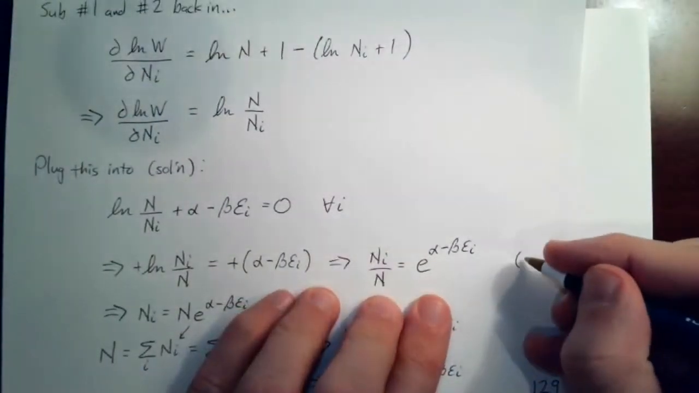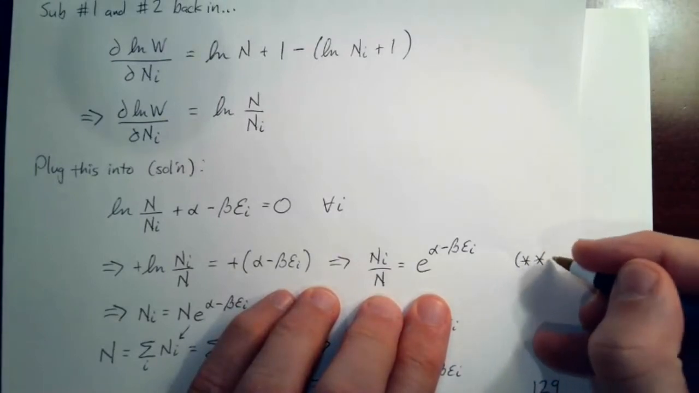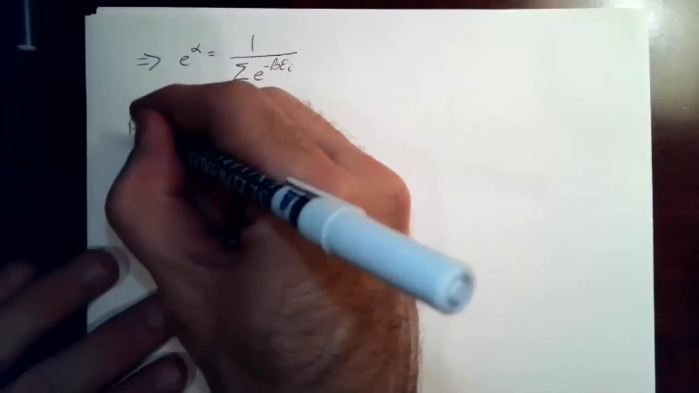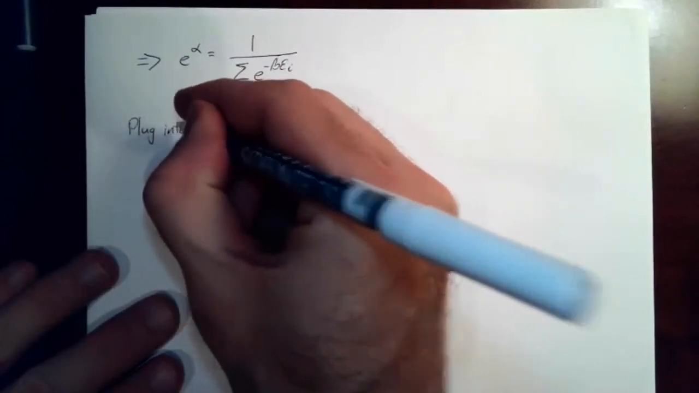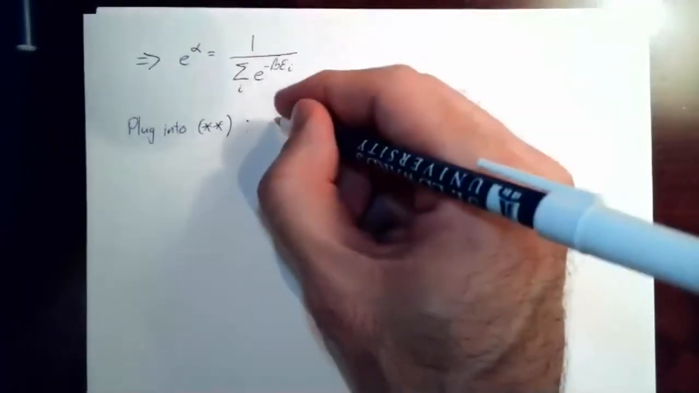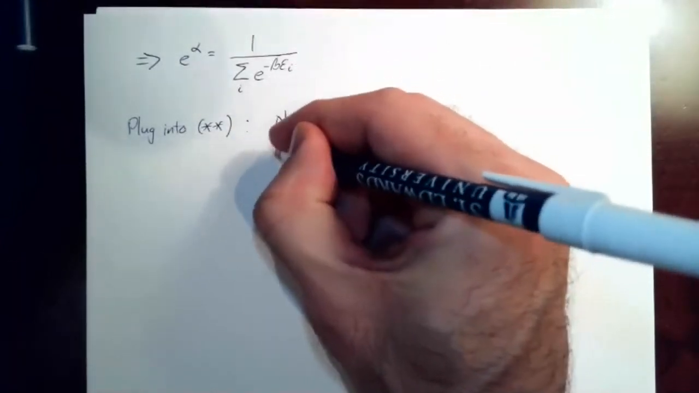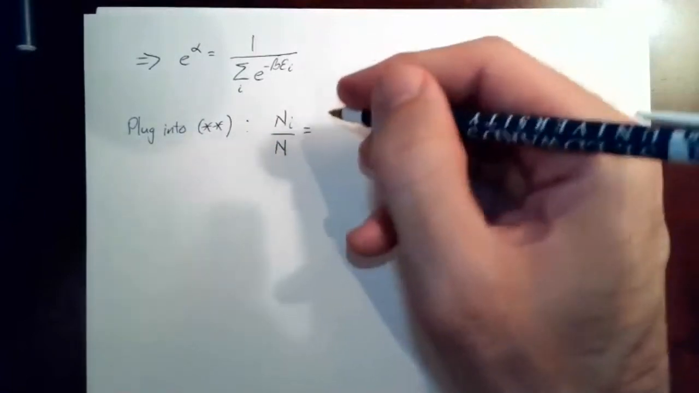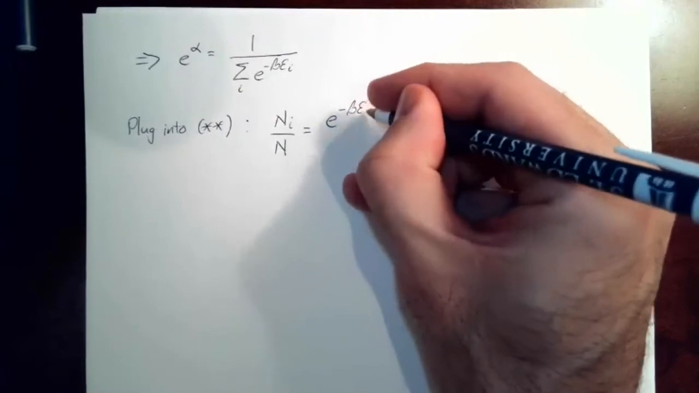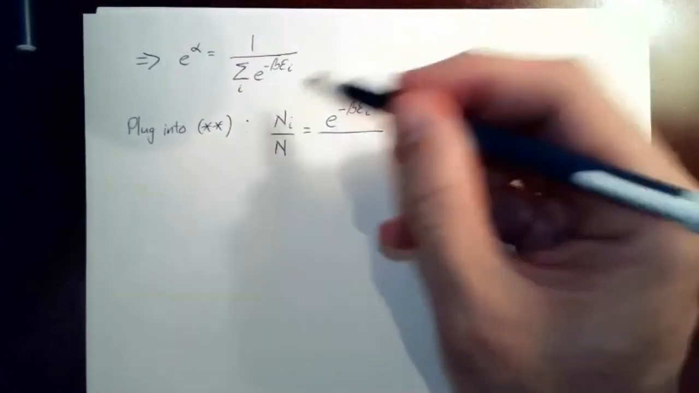Let me call this equation star star, because I think I already have a star. All right, so we're going to plug this into star star, and we get Ni over N is equal to e to the minus beta epsilon I over the sum.